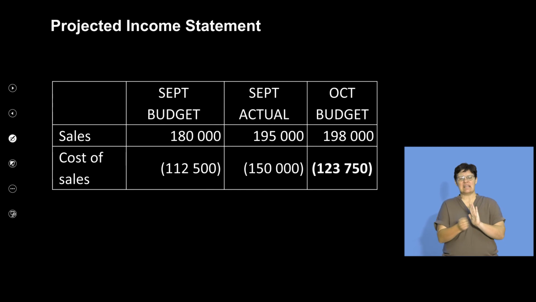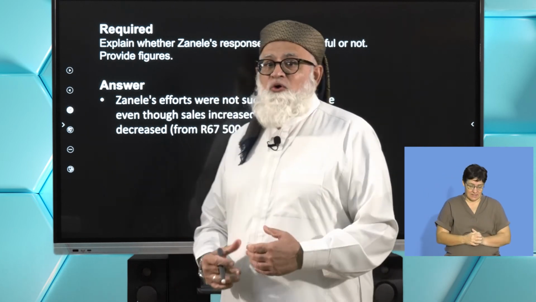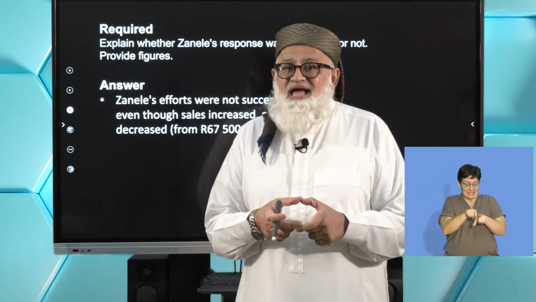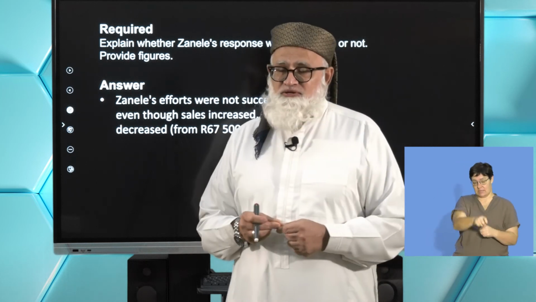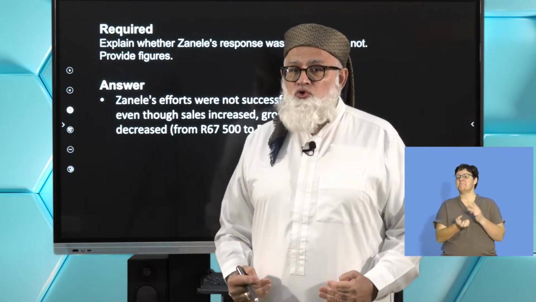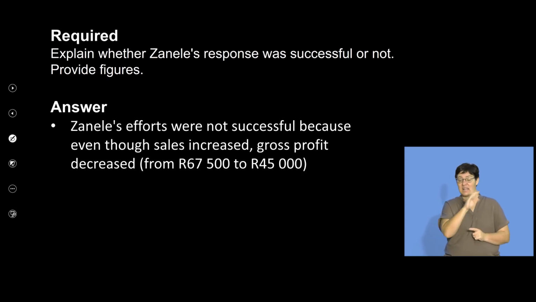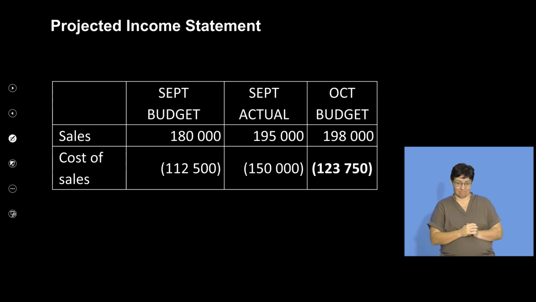Okay. If you look at your sales figures, sales and your cost of sales, you're going to notice something very peculiar, or something very important for you to comment on. Now, remember guys, this type of question expects you to analyze the information. And by analyzing the information, you can clearly start drawing certain conclusions. Zanello's efforts were not successful because even though the sales increased, the gross profit decreased. Let's look at it here.